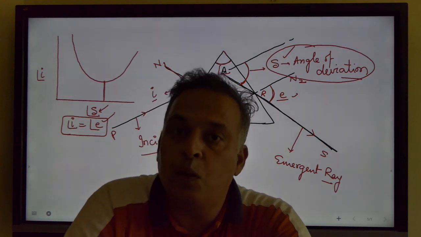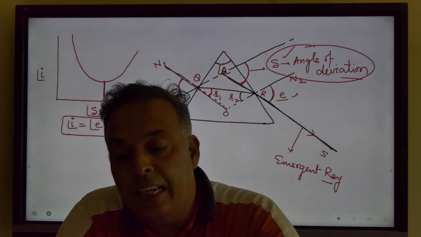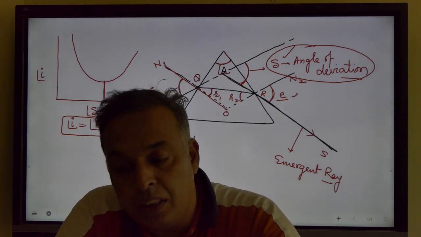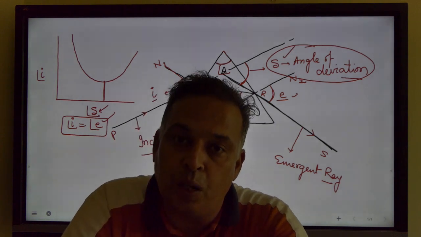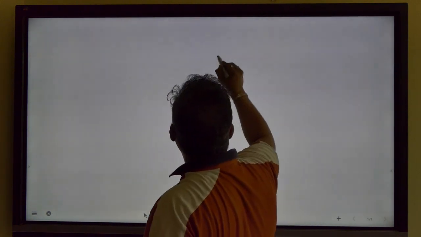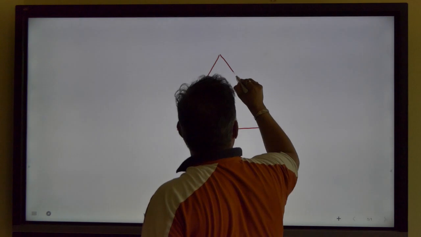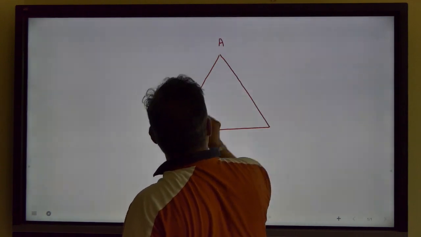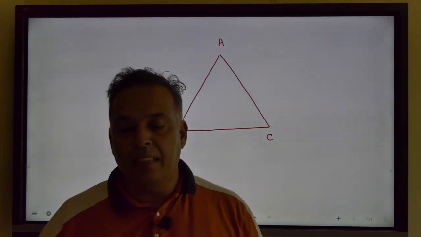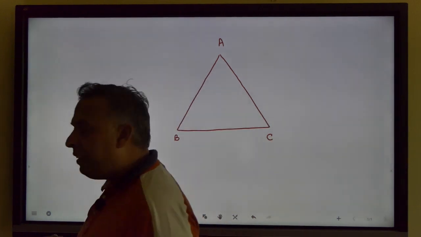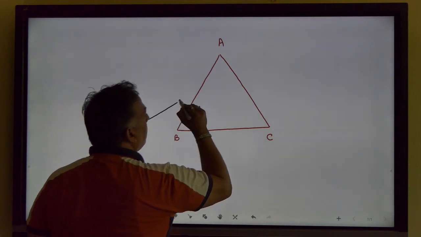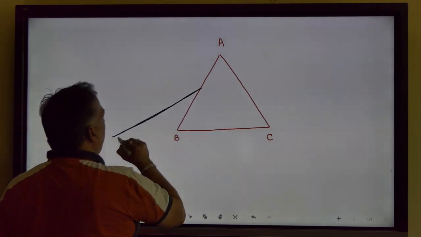One, here we calculate what is called deviation. Secondly, we denote in this case dispersion. 2 aspects we have to take into account. First aspect, suppose this is a prism. This is A, this is B, and this is C. And a ray of light incident on its surface is this one, that's called PQ.